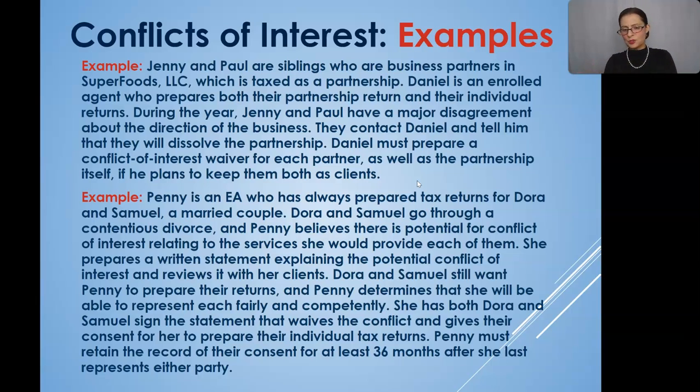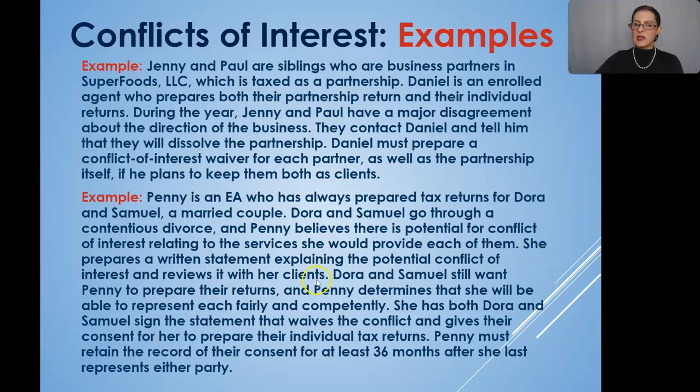And that this would hold true if it was another type of entity, such as a corporation as well. Okay. Example number 2. Penny is an EA who has always prepared tax returns for Dora and Samuel, a married couple. Dora and Samuel go through a contentious divorce, and Penny believes there is a potential for conflict of interest relating to the services she would provide for each of them.